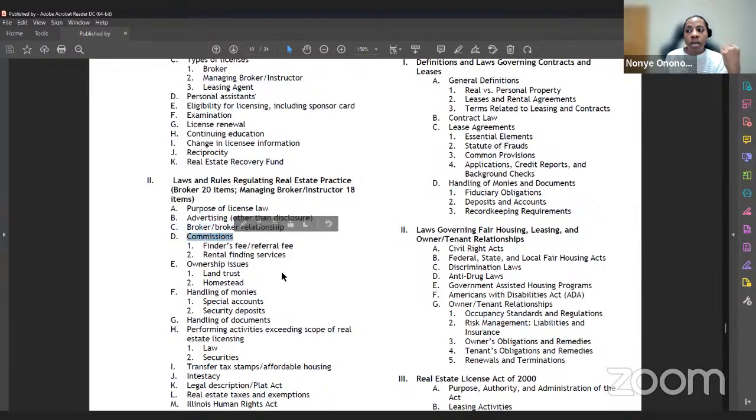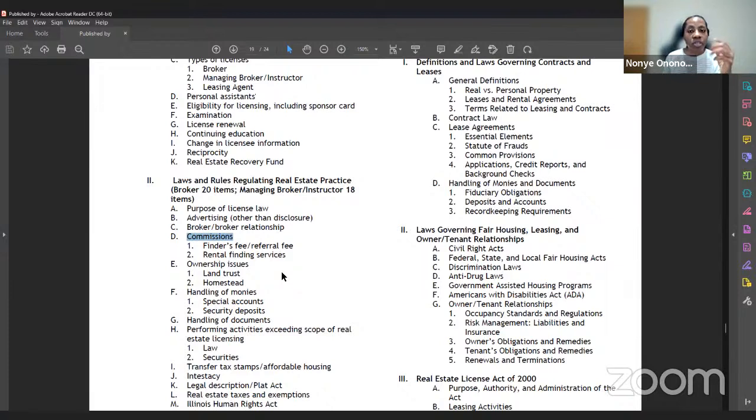Commissions. There are math questions under commissions, so do practice those. Most people get questions on calculating commissions, and also knowing that you can only get a commission if you're licensed. So no assistant should be getting a commission from real estate transactions. Right? That's against the law.